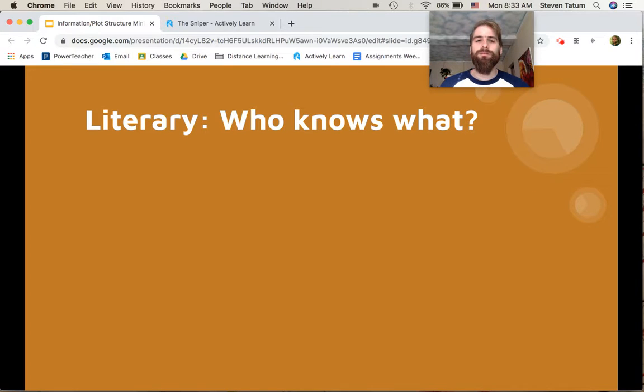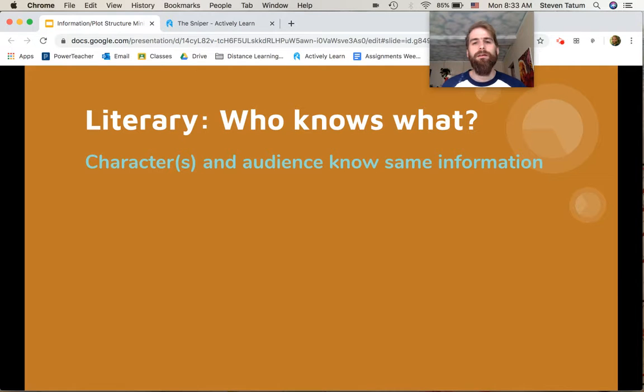And when we're reading stories like that and watching TV shows like that, the real question is, who knows what? And there's 3 main combinations that we can have for how writers are revealing their information. The first and probably most common is when authors communicate information so that the characters and the audience know the same information at the same time.